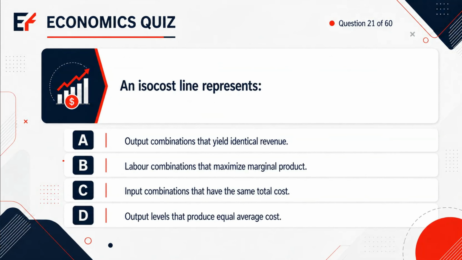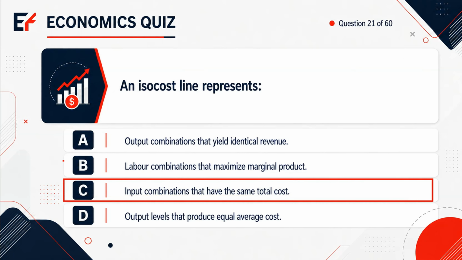Question 21. An isocost line represents A. Output combinations that yield identical revenue. B. Labor combinations that maximize marginal product. C. Input combinations that have the same total cost. D. Output levels that produce equal average cost. The correct answer is C. Let's clarify the concept. An isocost line shows all combinations of inputs, such as labor and capital, that a firm can purchase for the same total expenditure. Its position depends on the firm's budget and the prices of those inputs.